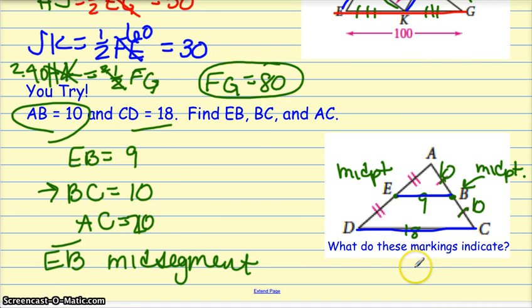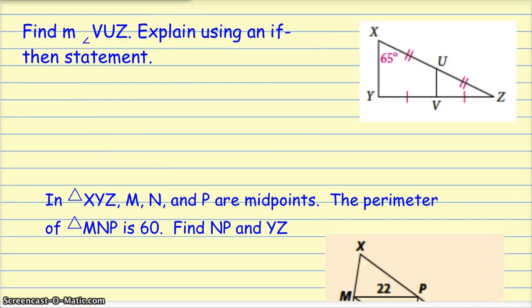Knowing that that had the single marking, I also put 10 over here with the single marking, which gave me my BC. And then it told me that CD was 18, so I marked it. Knowing that EB is the midsegment, it's half the length of the third side, so half of 18 is 9. My little question down here, what do these markings indicate? They indicate midpoint, which is what I already mentioned. Find the value of angle VUZ. Explain using an if-then statement.